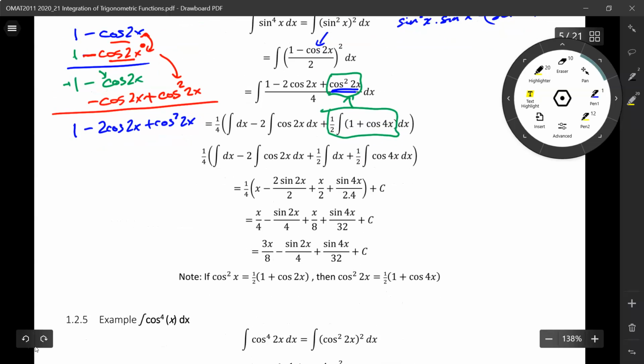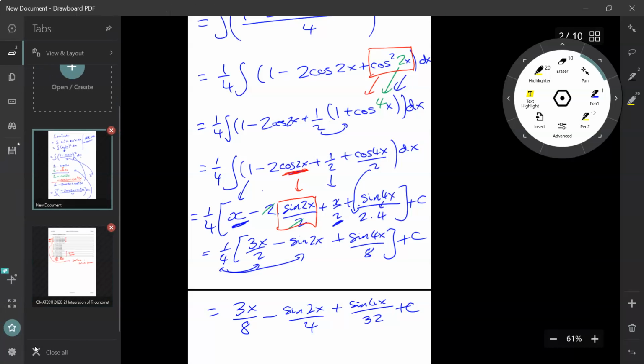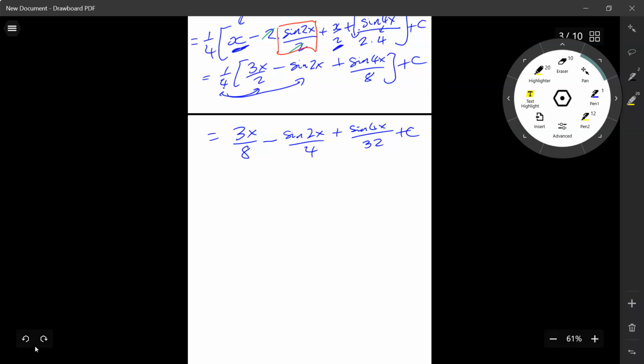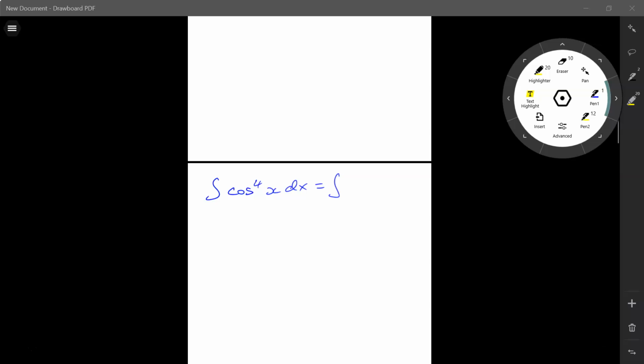So now we're going to do cosine squared 4x, but I have no room on this page because I wrote this stuff quite big. So we're going to do it step by step. The integral of cosine to the power of 4 x dx. So what's the first step you do? What's the first thing you rewrite that as? Let me just check the question.